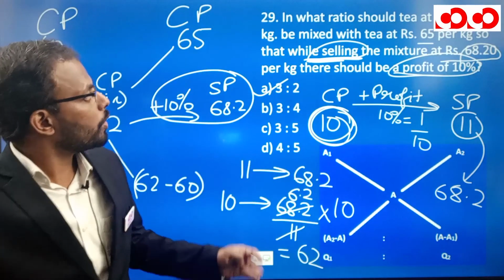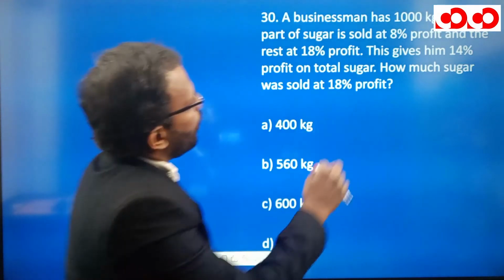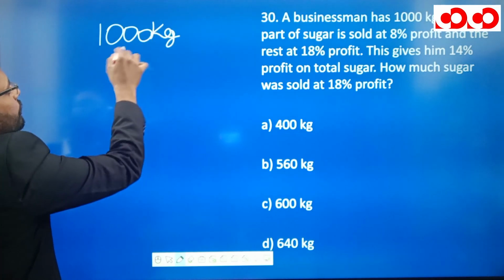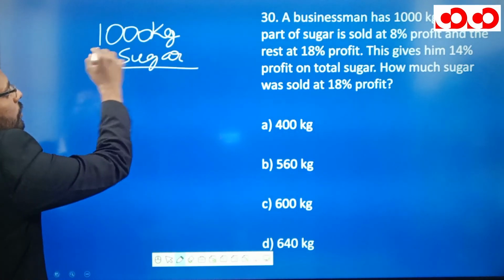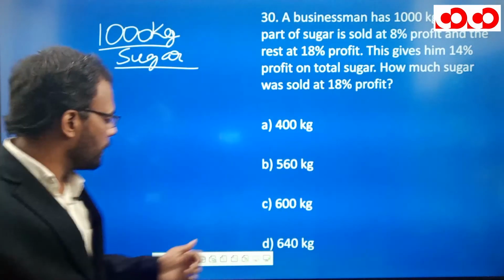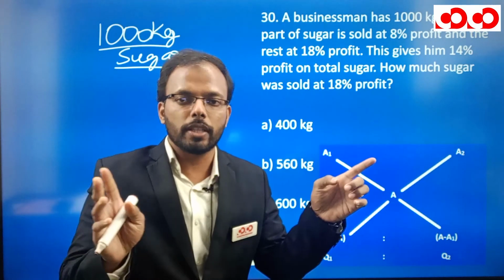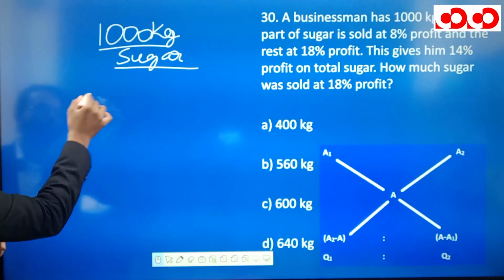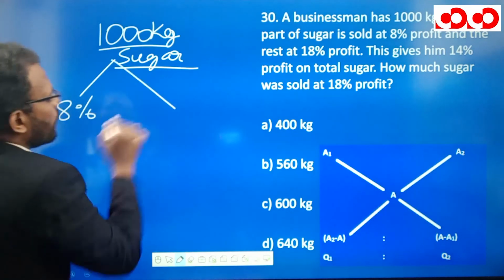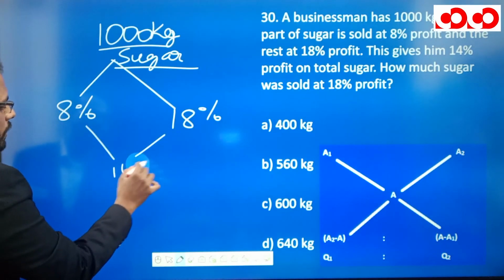Now let's move on to the last question. So here is the last question for this video. A businessman has 1000 kg sugar, and some part is sold at 8% profit and other at 18%. We know that it is a question based on alligation because there are two parts for this, and one part is sold at 8% profit and another part at 18% profit. So the overall profit is 14%.